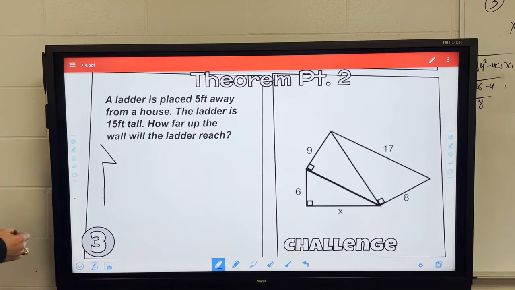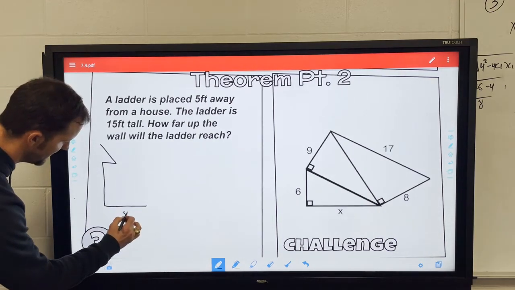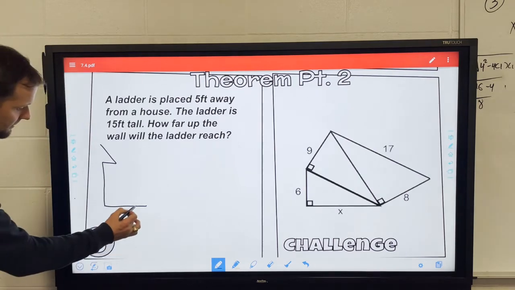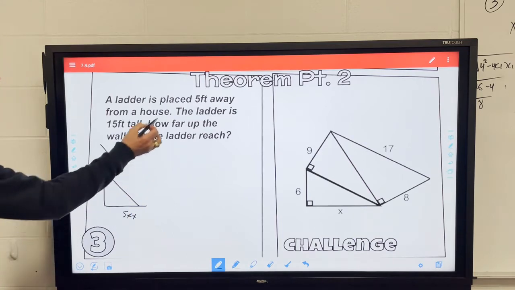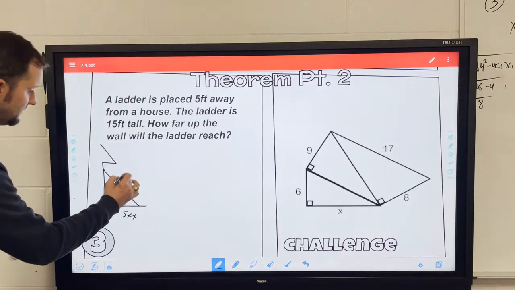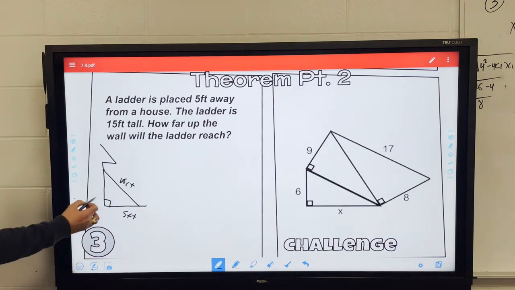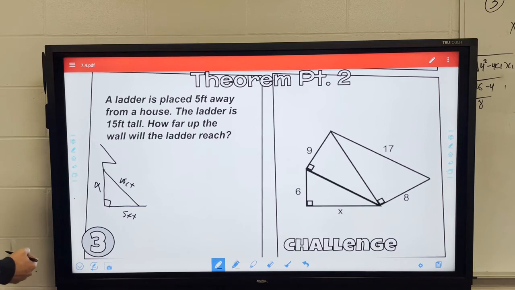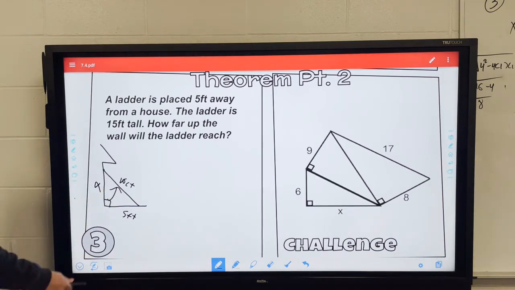It says a ladder is placed 5 feet away. So on the ground, my ladder is placed 5 feet away. And then I'm given a ladder here that's going to go up and touch the wall. And I know that ladder is going to be 15 feet tall. And this is my 90-degree angle. So now I have my two sides. So I need to find how tall it's going to go up the wall, correct? So these are my two legs, and this is my hypotenuse. So that's my C value.